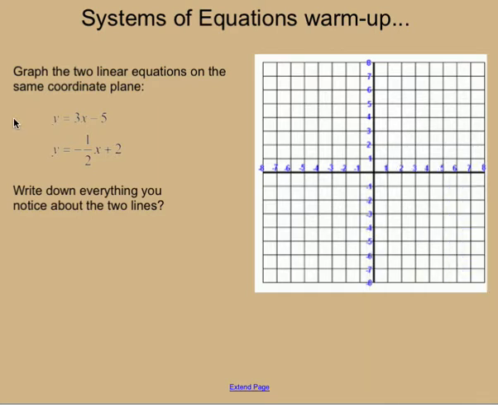So first let's graph this line. The first thing I know is we're crossing the y-axis at -5. So we're crossing at -5. And then from there our slope is 3/1. So that means we're going up 3 and over 1 and graphing that line. Okay, so then we're going to go ahead and draw that line right on up.